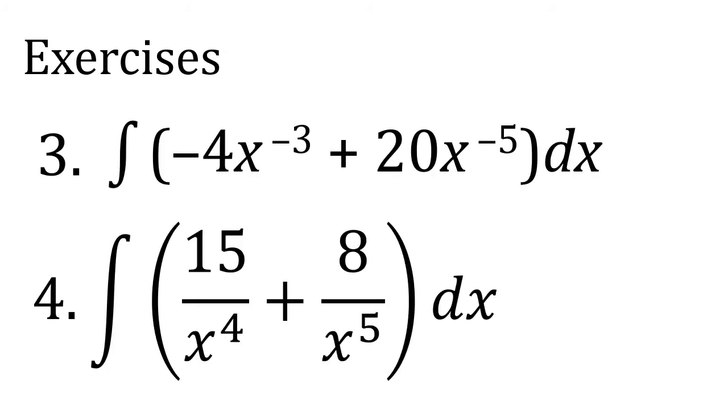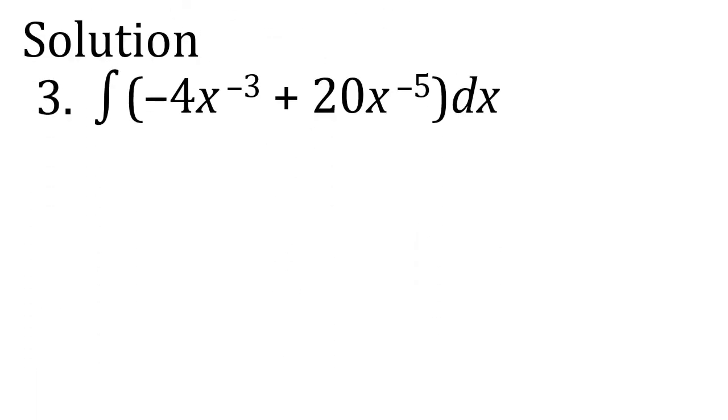Let us have more exercises. In this case, we have negative exponents, and we have variables with exponent in the denominator. Okay, first, solve for this. The integral of negative 4x to the negative 3 plus 20x to the negative 5 dx. I'm giving you 30 seconds to solve this one.